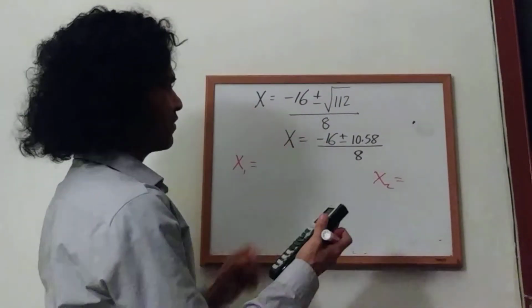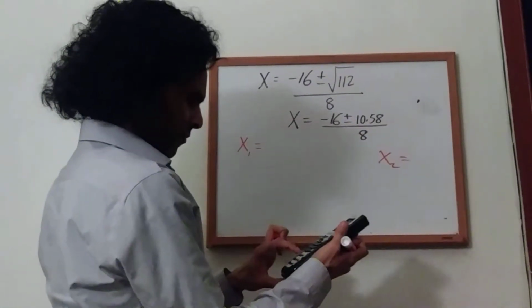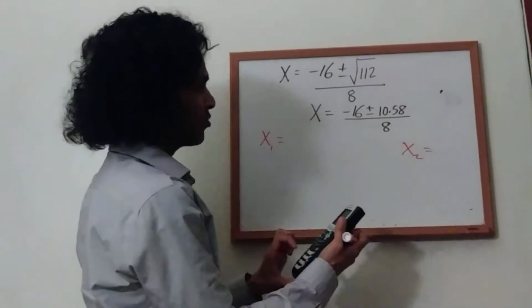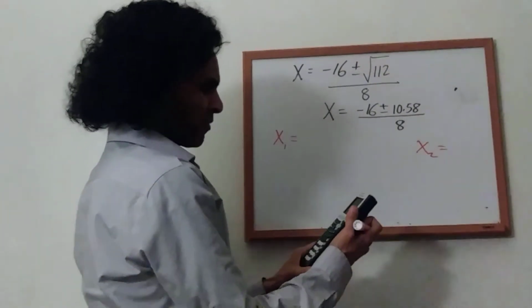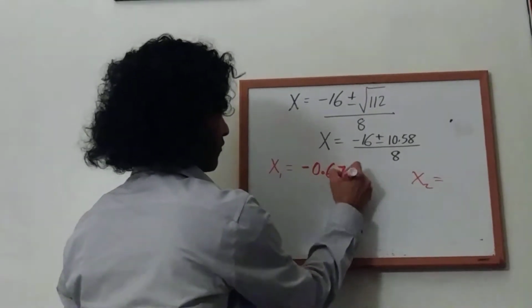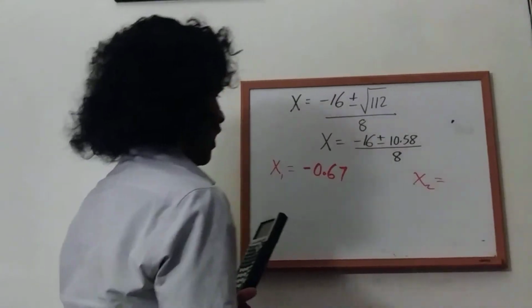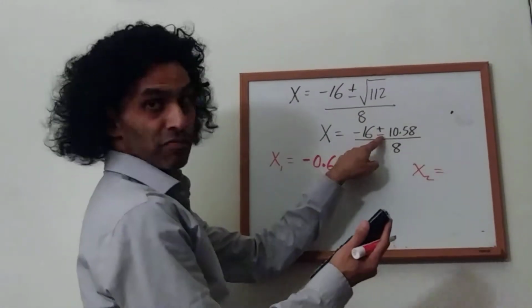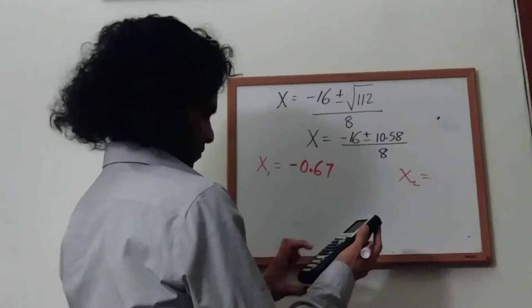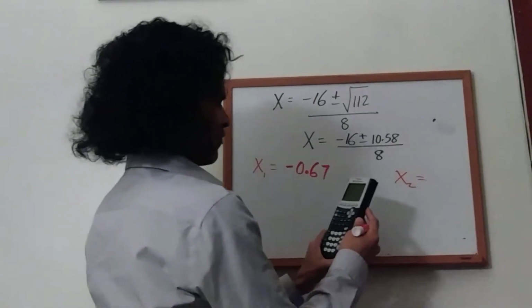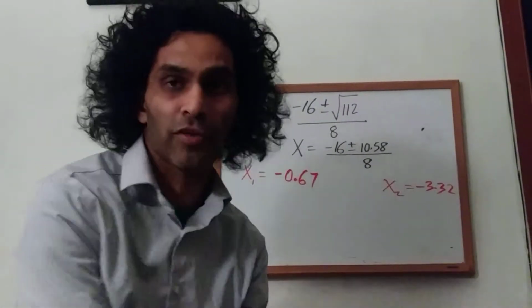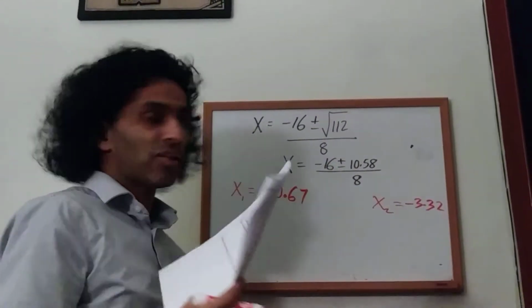I'm going to use negative 16 plus 10.58. That would give me negative 5.42 divided by 8. So my first solution is negative 0.67. Negative 0.67. And I use 2 decimal points. The next solution is when I use negative 10.58. So that will give me negative 3.32. Now clearly, both of the solutions of the quadratic equation will be irrational numbers.